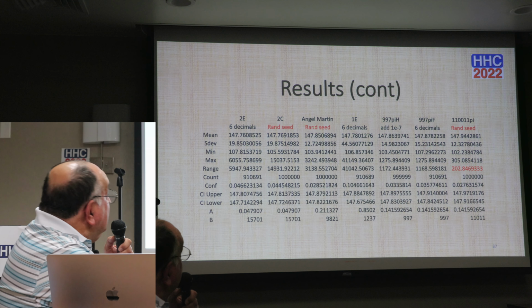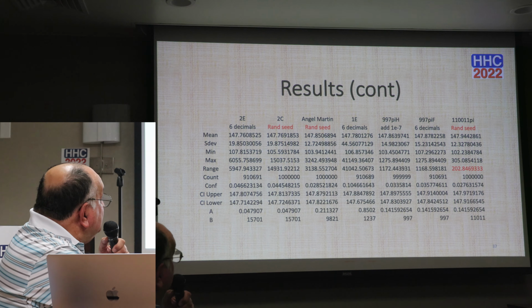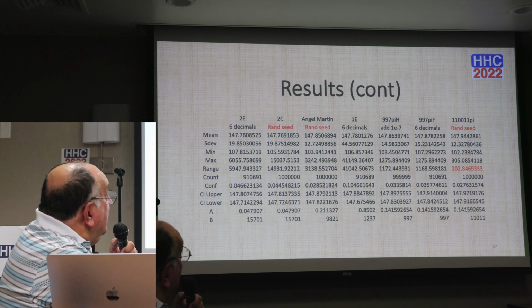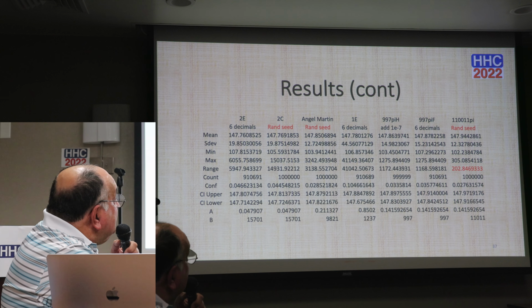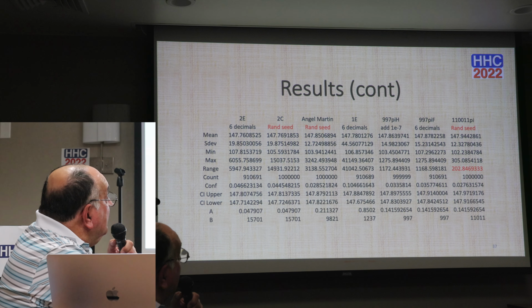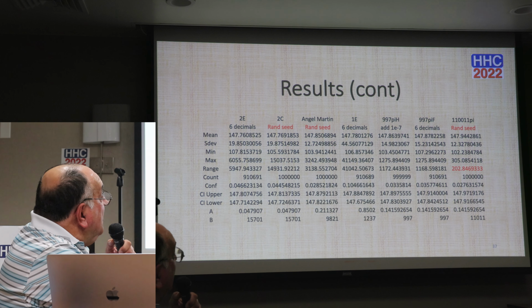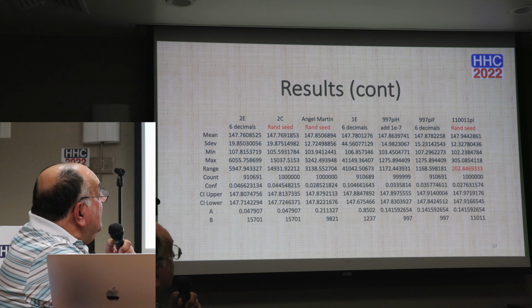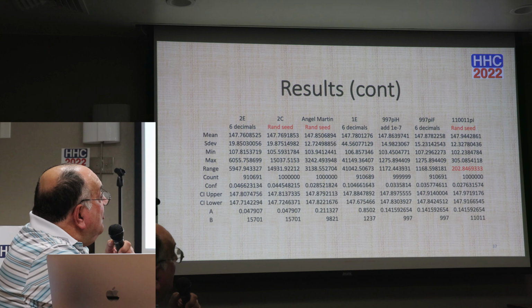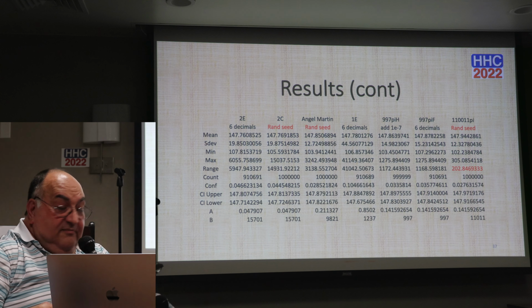Again, Angel Martin's random ROM does well too. And then algorithm A with 6 decimals, 6 significant decimals does well. 997 plus pi does well by adding e to the minus 7, and then it does well with 6 decimals, and then the 11011 plus pi does well with the 10-digit random seed.